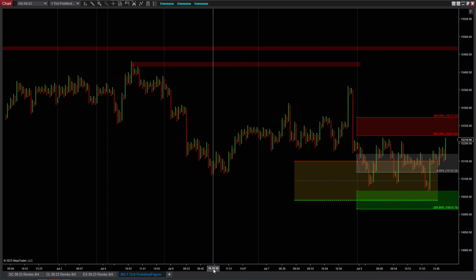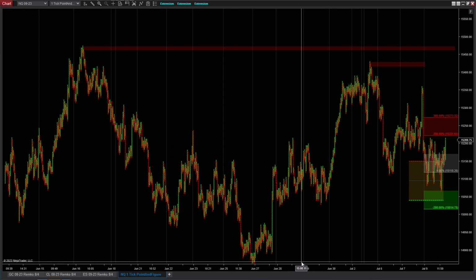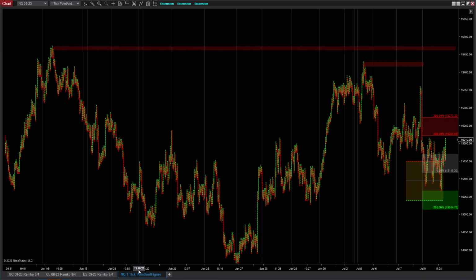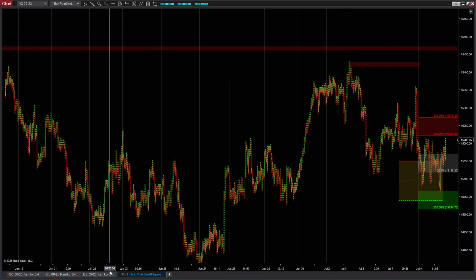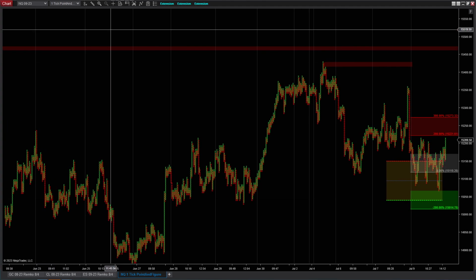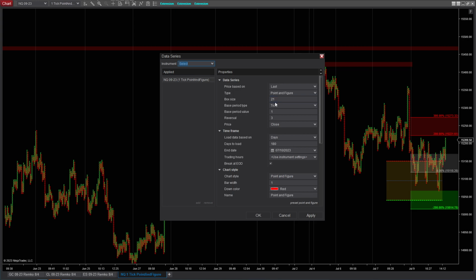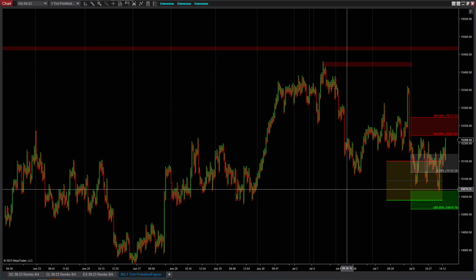Why do I use it? Well, it lets me paint more extended tops and bottoms and pivots in this chart here. This one here is actually a 21 with a 3 reversal. You see there, 21 with 3 reversal. This one is okay to use.